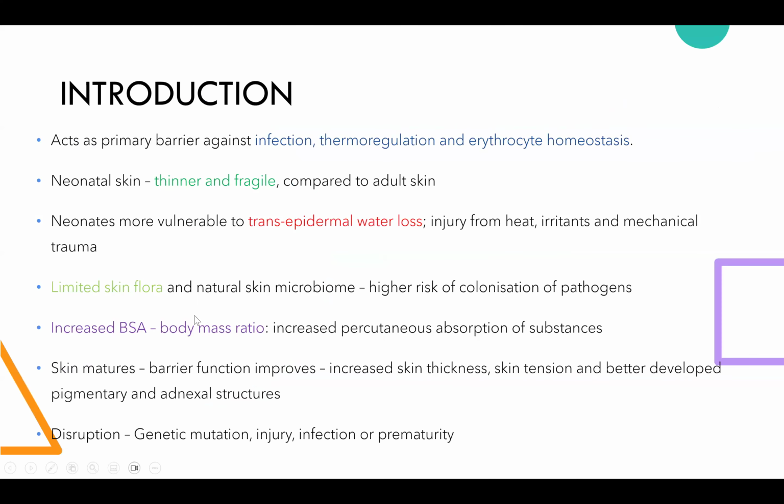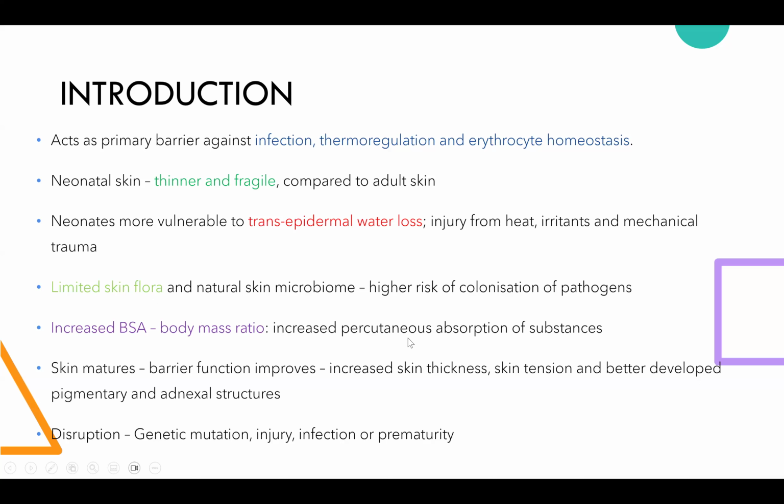So, introduction. The skin acts as a primary barrier against infection, thermoregulation, and electrolyte homeostasis. Neonatal skin is thin and fragile when compared to adult skin. It is immature. Neonates are more vulnerable to transepidermal water loss, injury from heat, irritants, and mechanical trauma. The newborns have limited skin flora and a limited natural skin microbiome, so this predisposes them to a higher risk of colonization by pathogens.